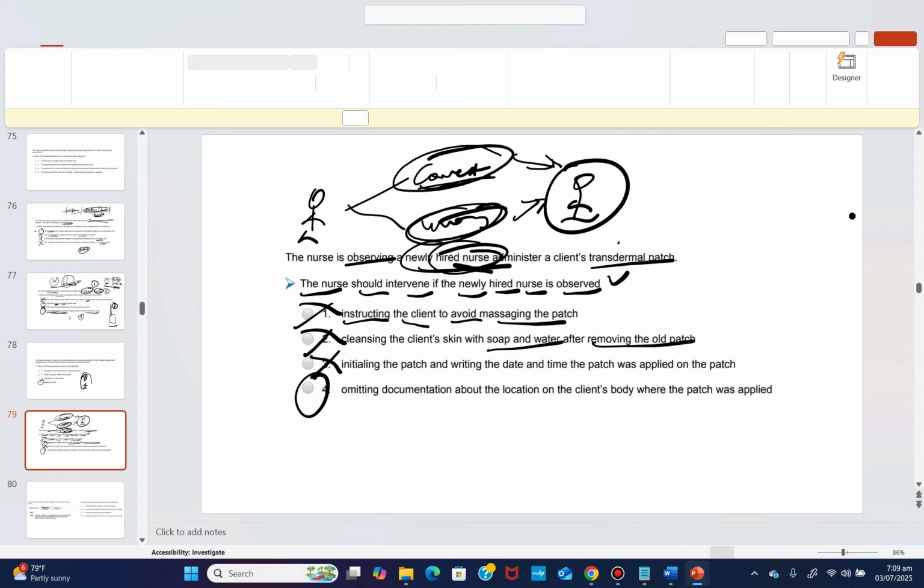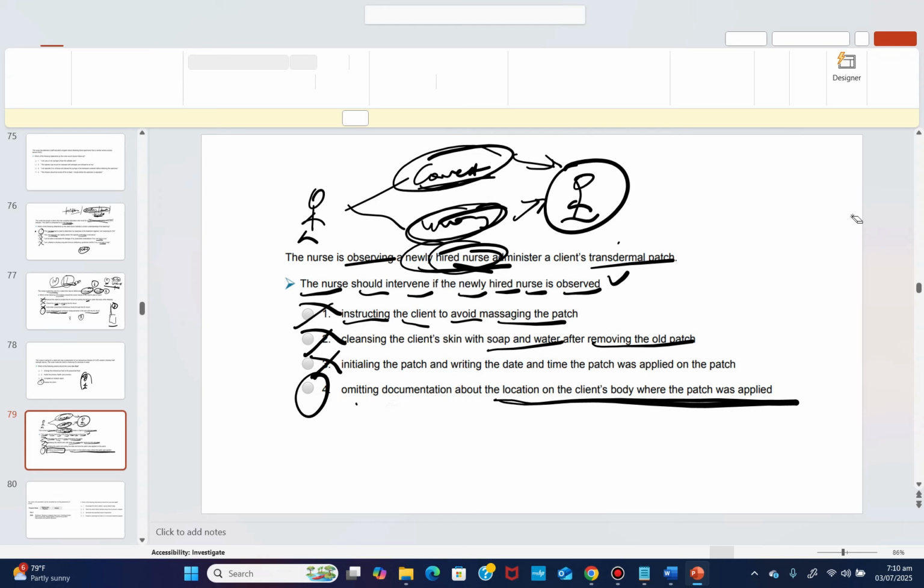I'll say, oh, newly hired nurse, anytime you carry out all your care, you need to document it, right? So it's not even about all this information. It's about the fact that she omitted documentation, right? It's not about all this information. It's about she omitted, right? So yeah, that is it.